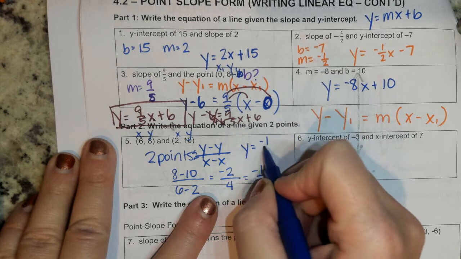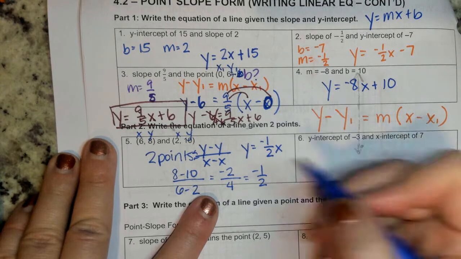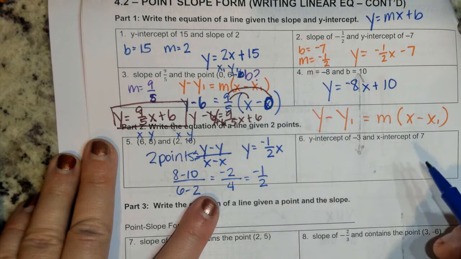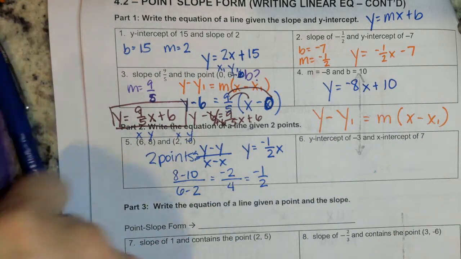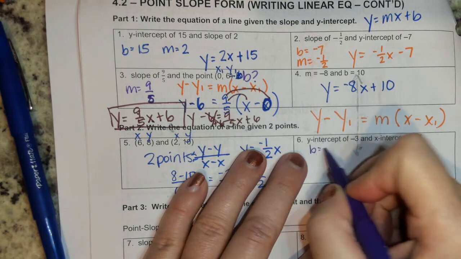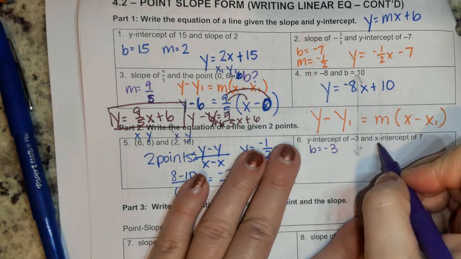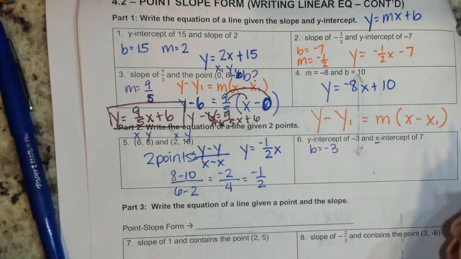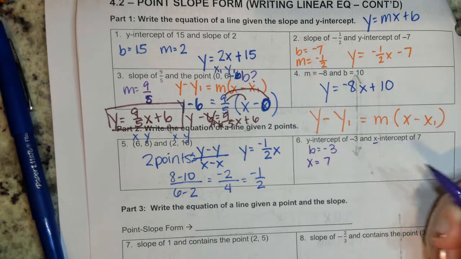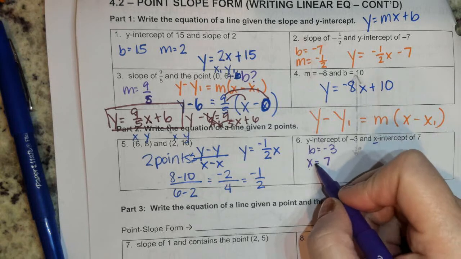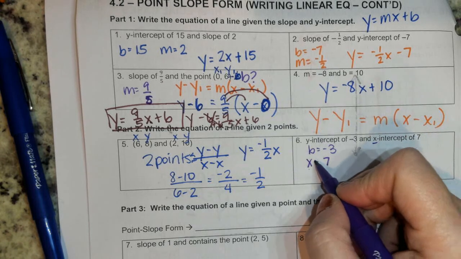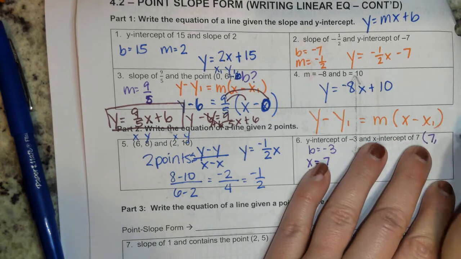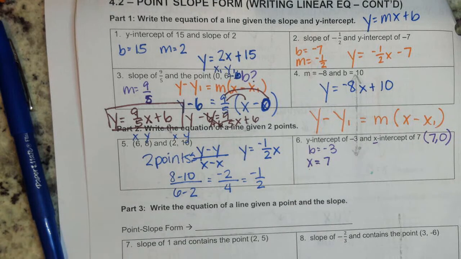y equals -1/2 x, and they did not give us a y-intercept, so we're going to just keep it at that. Okay, now number 6, your y-intercept is -3, and it tells us an x-intercept. If your x-intercept is 7, that means your x is 7. That means it's crossing at 7, 0. That's the point. Okay?